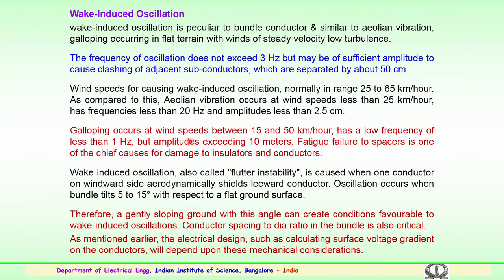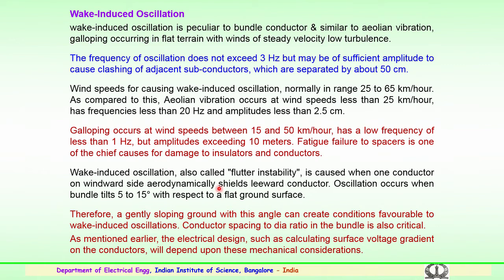So, similarly galloping occurs at wind speeds between 15 to 50 kilometers per hour, you can see the difference here, and has a low frequency of oscillations less than 1 hertz. So, here it is 3 hertz, here for galloping it is 1 hertz, but amplitude exceeds 10 meters. So, here is the point where the fatigue or the failure due to spacers is one of the main causes to damage the insulators and the conductors. So, that is the point to be considered. The galloping causes the spacer to become fatigued and also causes failures of the insulator and conductors.